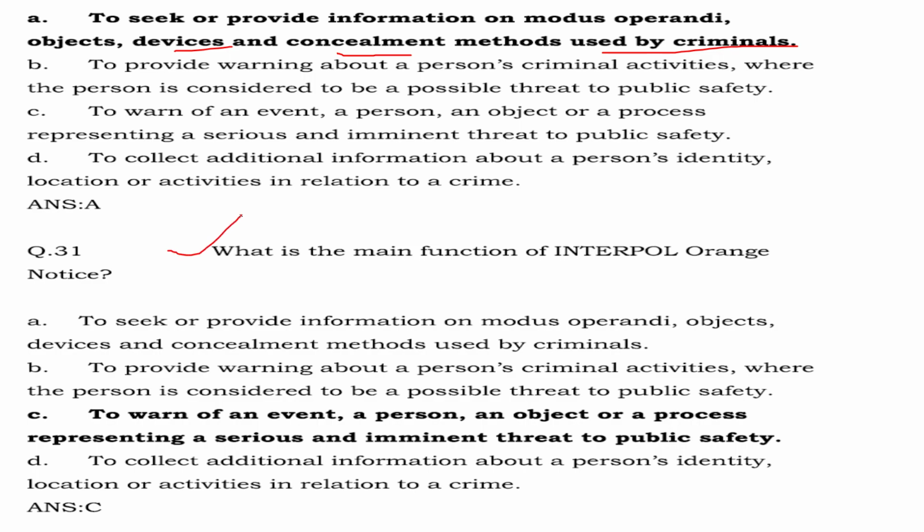Next question, what is the main function of Interpol Orange Notices? In the series of colors there are 5 colors including orange also. So the option is to warn of an event, a person, an object or a process representing a serious and imminent threat to public safety. Option C is your correct answer.